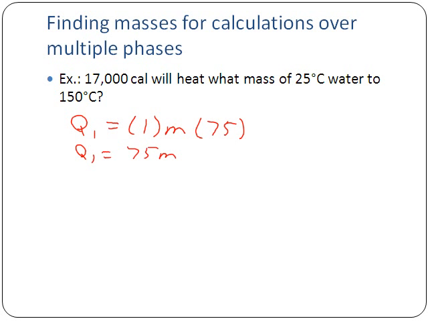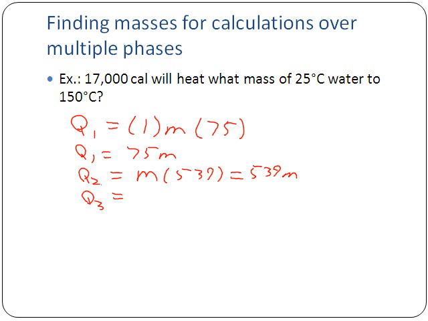Okay? Q2 is going to be whenever we're in the vaporization phase. And so the vaporization phase is MHL, or MHV in this case. So we take the mass times basically whatever the vaporization constant HV is, which for water is 539. And so from this, we just get 539 M. That's Q2.